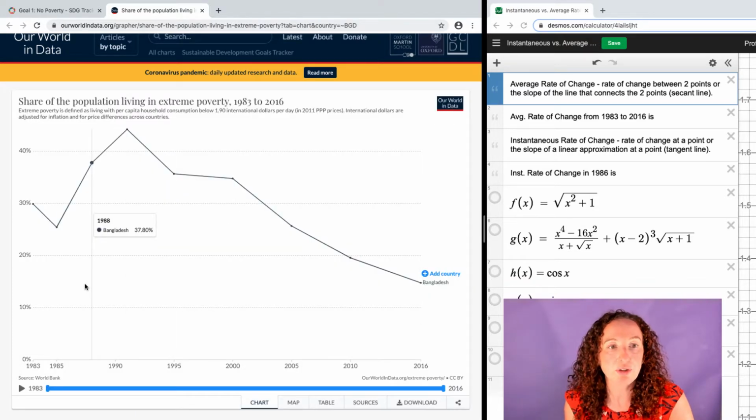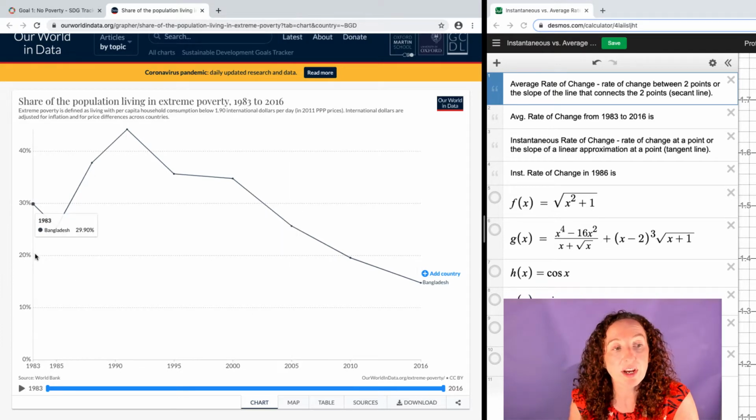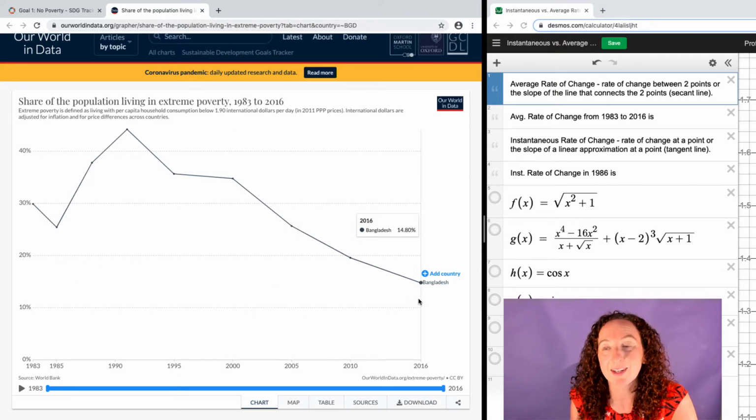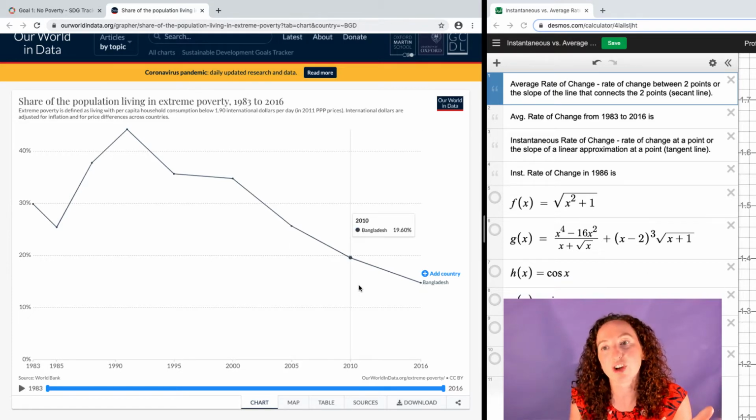And now suppose I'm interested in the question, how did the share of the population living in extreme poverty change from 1983 to 2016? To find that out, what I'm going to do is find the average rate of change, which is the rate of change between 2 points. If I put this a little bit differently, I could draw a line that connects my first point to my second point, and then I could find the slope of that line. That line that connects those 2 points is called the secant line.